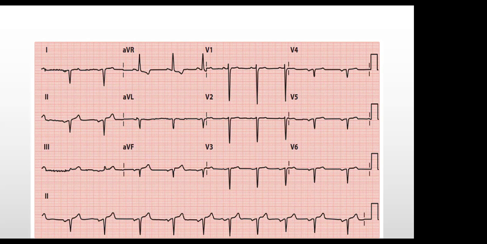And in lead 1, there's a negative P wave. The QRS is also negative, and the opposite is happening in AVR. But the T wave here is positive. So when I put things together, I think this may be a dextrocardia.